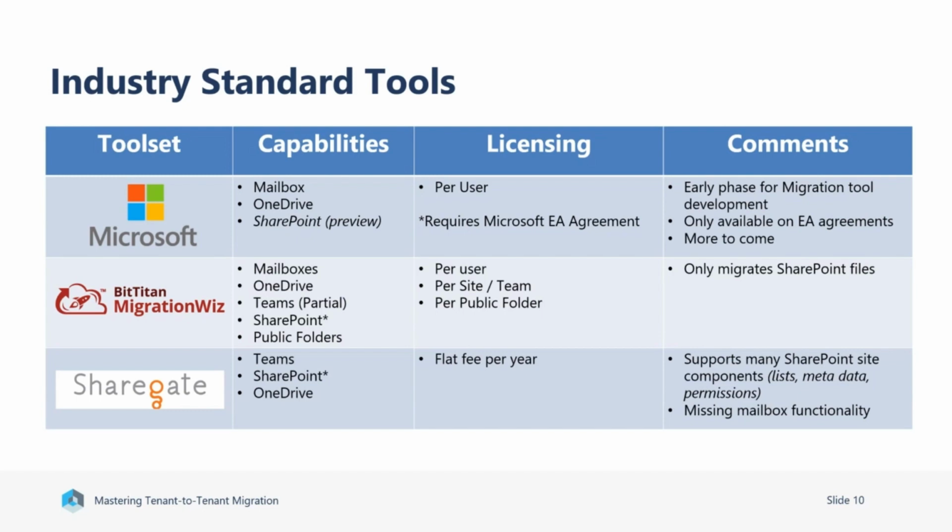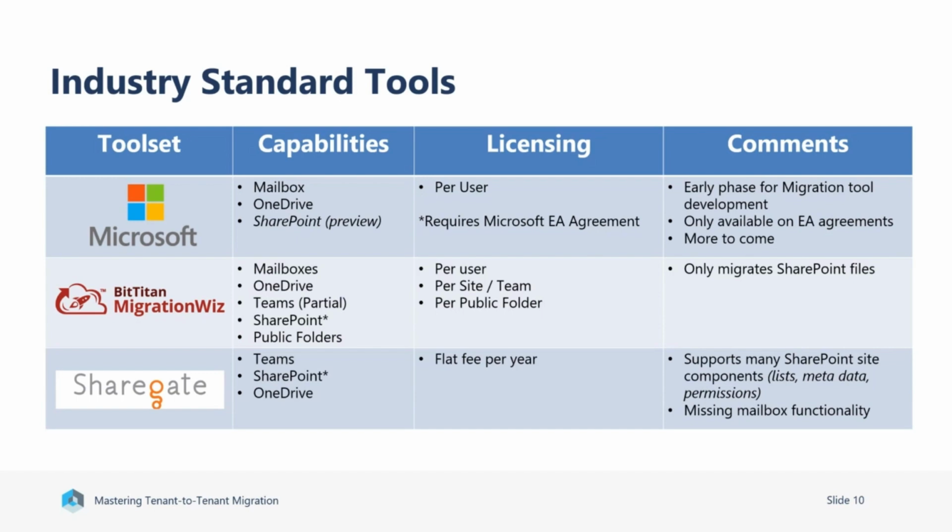Next, we've got ShareGate. Again, ShareGate's been around for quite a while, and you can see here the capabilities differ again. ShareGate specializes in Teams, SharePoint, and OneDrive. I would say ShareGate is more of a collaboration migration tool. So it supports a lot more SharePoint components than say BitTitan. We can move over SharePoint lists, metadata, permissions, some of the other components of SharePoint as well. It's not just restricted to the data. It's a really good tool when we work with customers who have some customizations in their SharePoint sites.